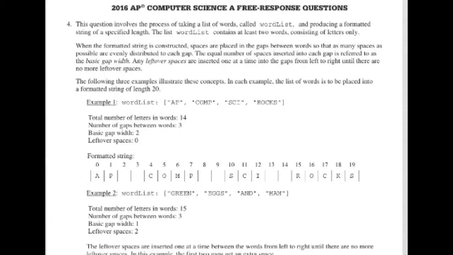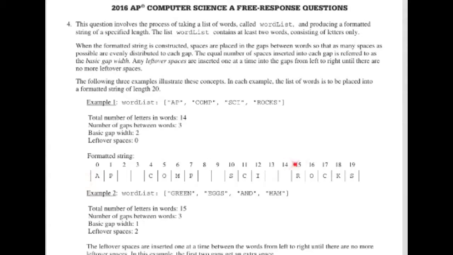This one, I think, is one of the more understandable FRQs. So, let's read it. This question involves the process of taking a list of words called word list and producing a formatted string of specified length. So, we're taking a list of words and making a formatted string of some specified length. Okay, the list, word list contains at least 2 words consisting of letters only. Great. When the formatted string is constructed, spaces are placed in the gaps.